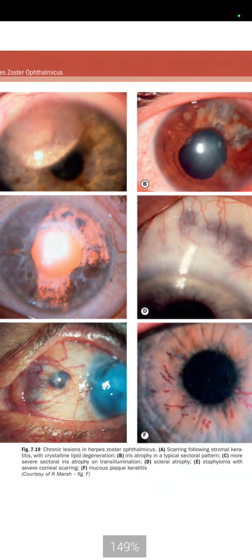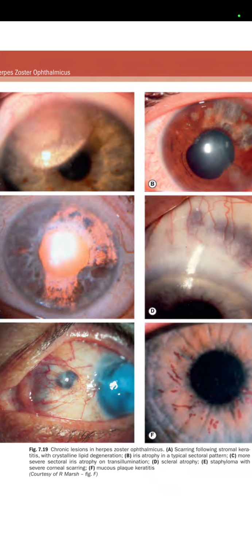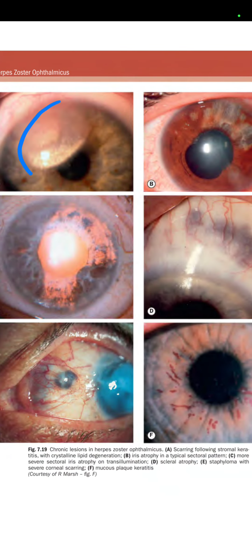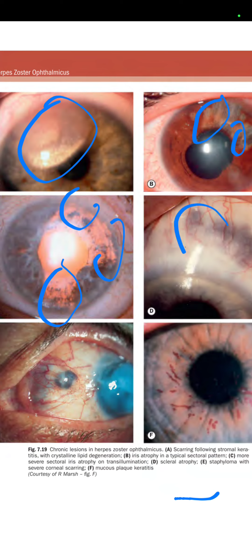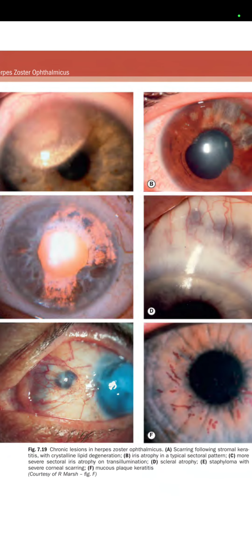This is figure 7.19, showing the chronic lesions in herpes zoster ophthalmicus. A shows scarring with lipid degeneration. B shows sectoral iris atrophy. C also shows sectoral iris atrophy. D shows scleral atrophy, E shows staphyloma with severe corneal scarring, and F shows mucous plaque keratitis.